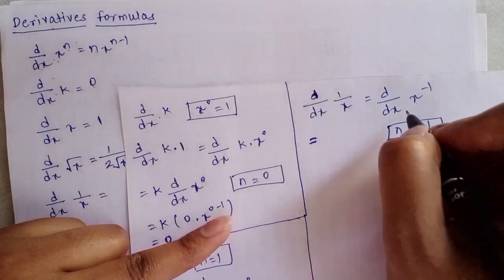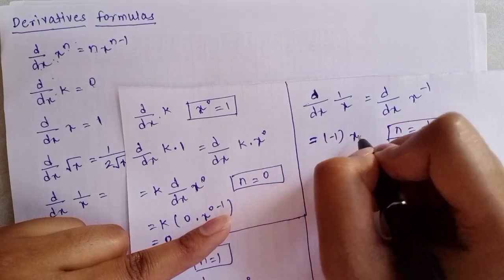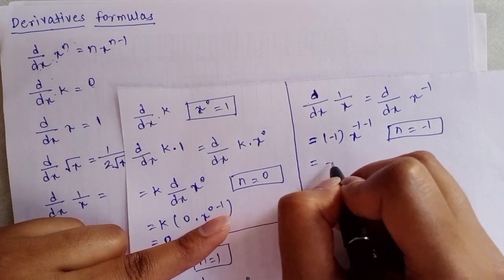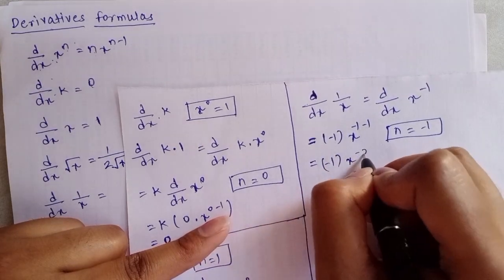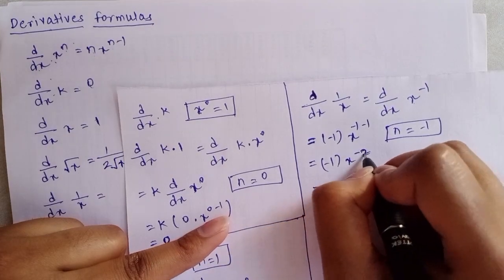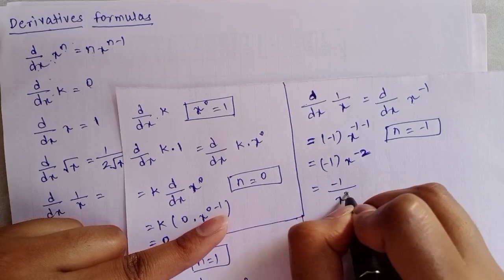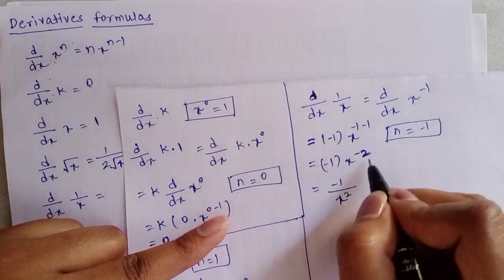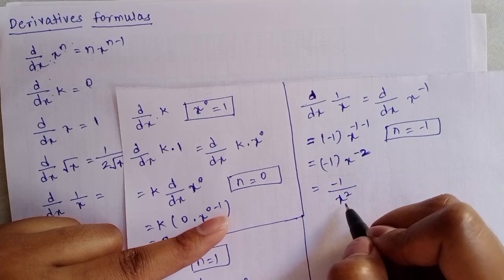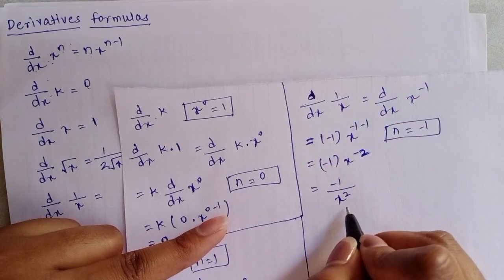Its answer can be n, that is minus 1, into x raised to n minus 1, that is minus 1 minus 1. So here minus 1 into x raised to minus 2. So x raised to minus 2 can be written as minus 1 upon x square, because its power is negative and it's in the numerator. To get its power positive, we can move it into the denominator. So derivative of 1 by x is minus 1 by x square.